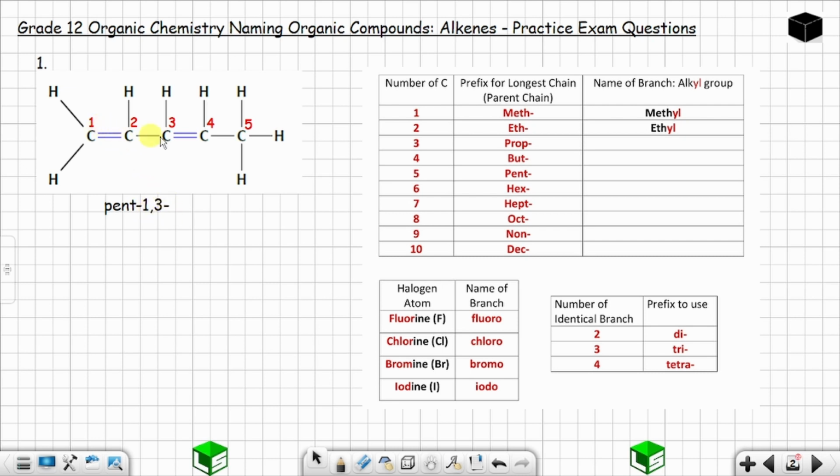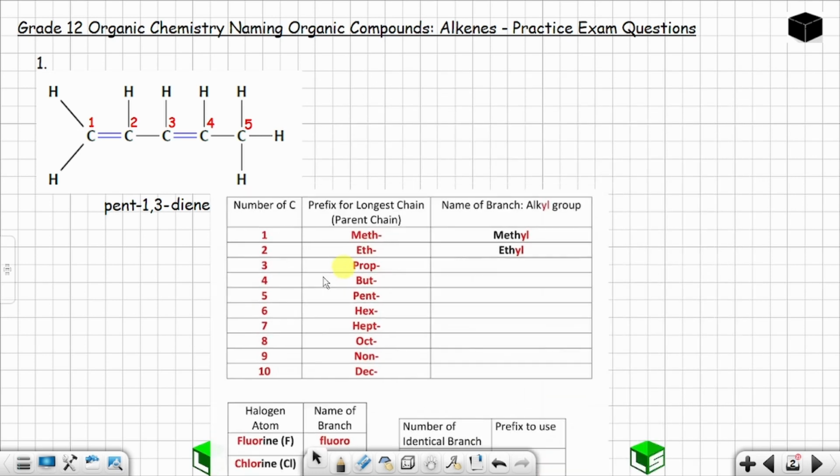And then you have 2 of them. When you have 2 of the same thing, you are going to use di. You can see if you have 3, you use tri. If you have 4, you use tetra. So you have 2 of them, you are going to use di. So it will be di, and then you follow it by the suffix ene, because you are naming an alkene. So it will be diene like this. So the full name of this compound is pent-1,3-diene. Okay, so this is how you name an alkene.